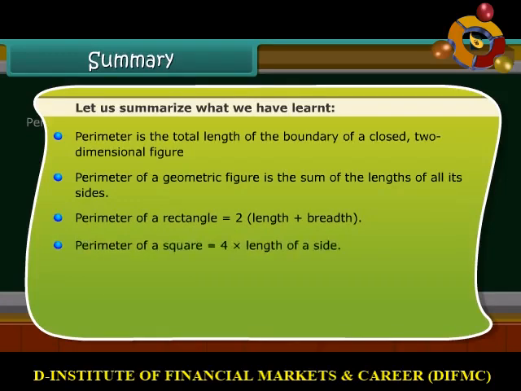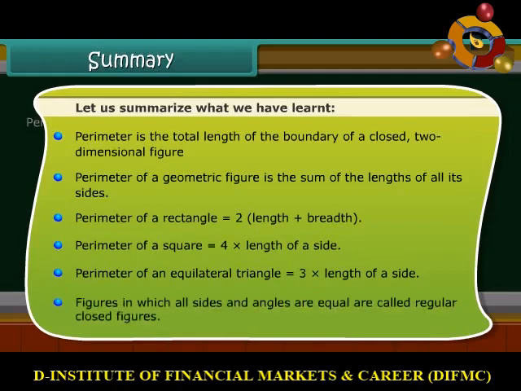Perimeter of a square is equal to 4 into length of a side. Perimeter of an equilateral triangle is equal to 3 into length of a side. Figures in which all sides and angles are equal are called regular closed figures.